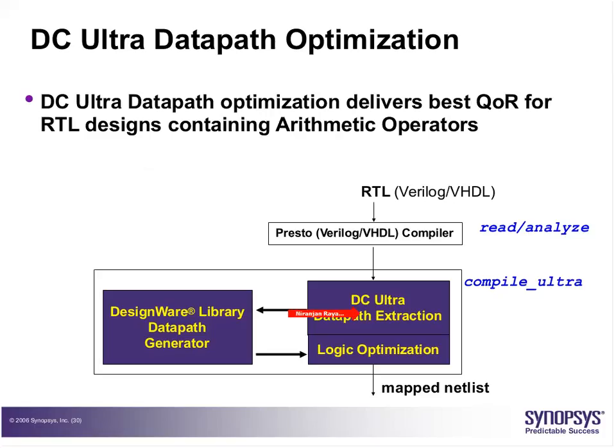After the design is read, analyzed and elaborated, during the stage in which compile ultra runs, DC Ultra will run something called data path extraction, and then it will start choosing design library components which best suit this data path, and then it will proceed to logic optimization before going on to mapping. So ultra data path optimization runs under the hood during compile ultra. There is no special separate command to do this.